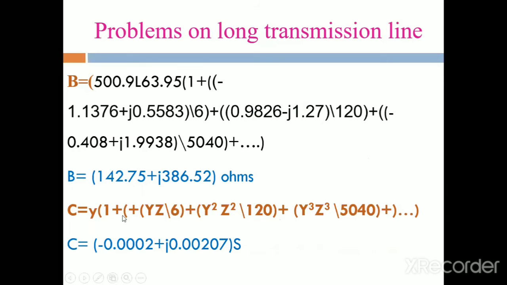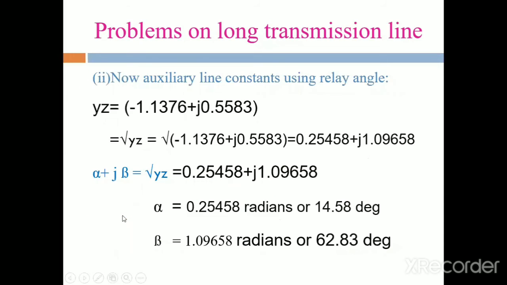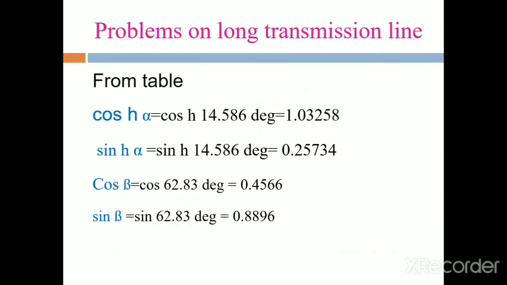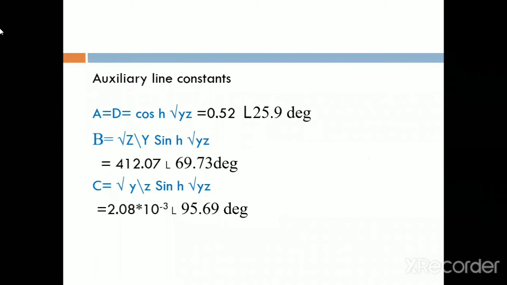After that we calculate the real angle method. The ABCD formulas are: A is cosh root yz, B is equal to root z by y sinh root yz, C is equal to root of y by z sinh root yz.